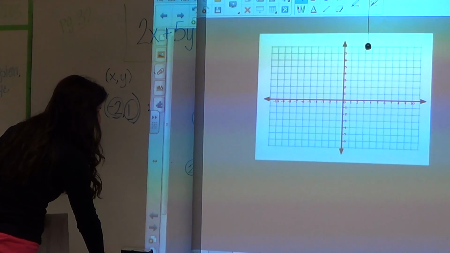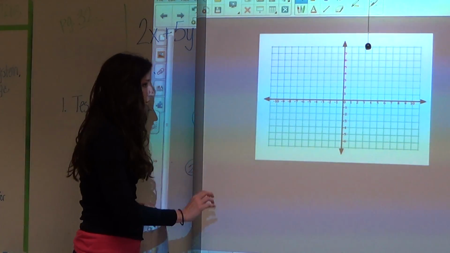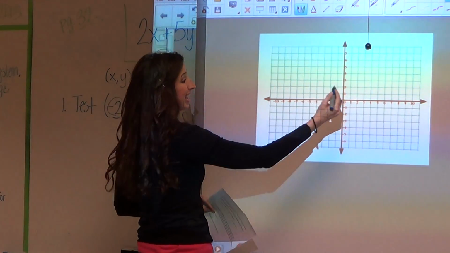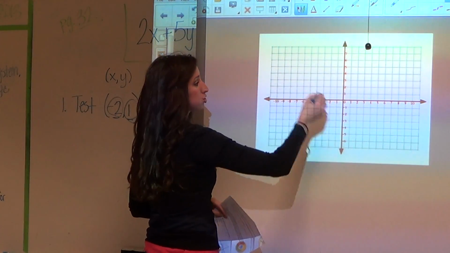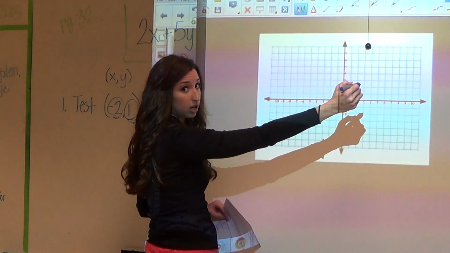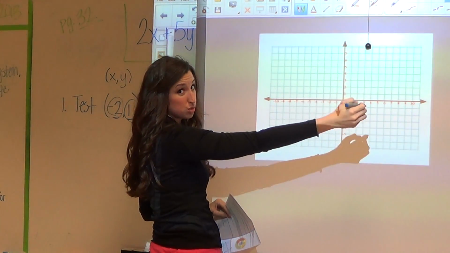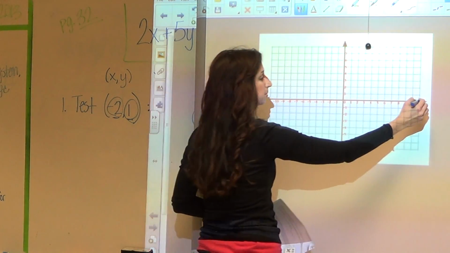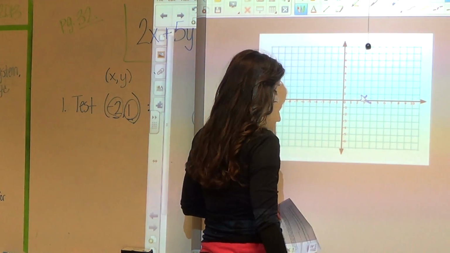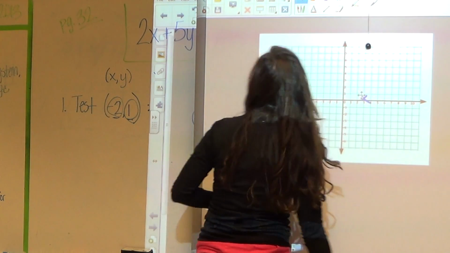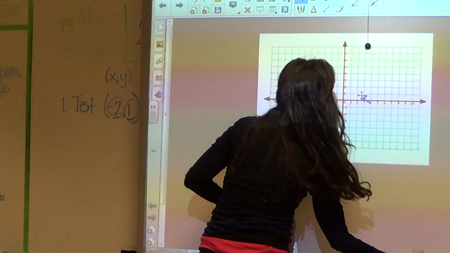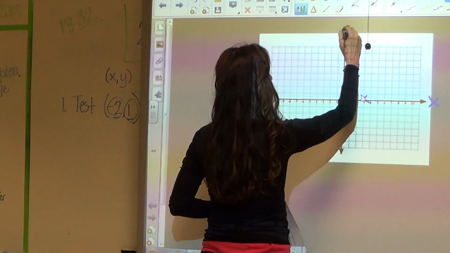Okay, and then we're just going to remind ourselves. Our first one we said was negative 2, negative 1. So I'm going to go over on the x-axis. By the way, make sure that you have an XY chart. You cannot graph this, and I'm checking it on Tuesday. XY chart, okay? Once you have it drawn, label it X, Y.